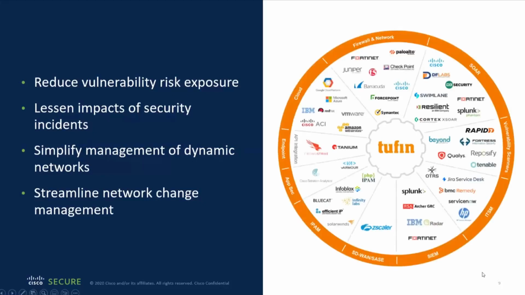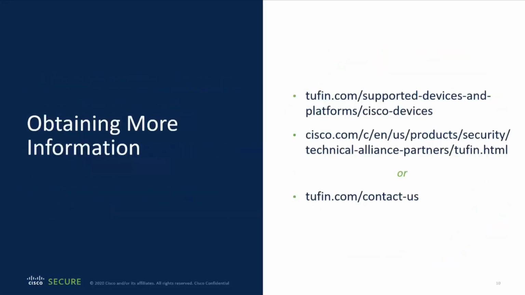So I'd like to just wrap it up by talking about our partner ecosystem. You can see that we're known as a network security policy company, but we really integrate with technologies across the enterprise security stack. And for a lot of really unique use cases, vulnerability management, security operations, and really it helps enterprises overall, even outside of the network security team, reduce the risk of vulnerability exposure, lessen the impacts of security incidents, simplify the management of very dynamic cloud and hybrid networks. And as we looked at, even streamline change management even further.